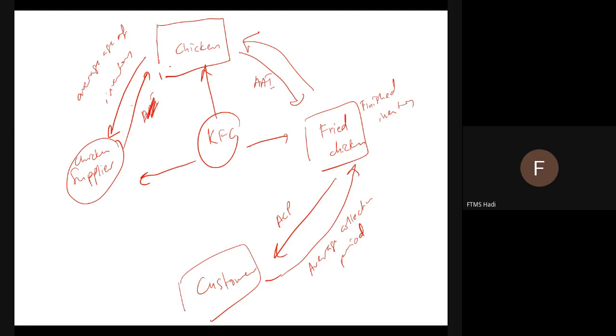The process from KFC ordering chicken to the supplier providing chicken to KFC, we call it APP. APP means average payment period. It is defined as how long the process takes of the company ordering the raw materials, paying the supplier, and then the supplier providing the materials.